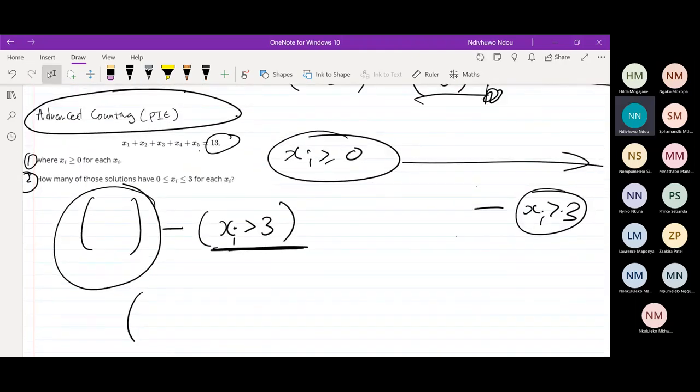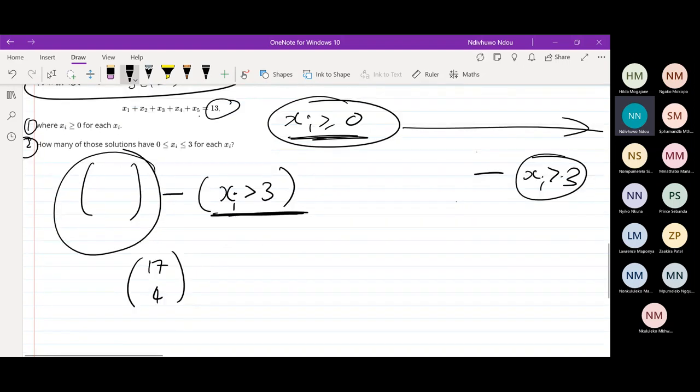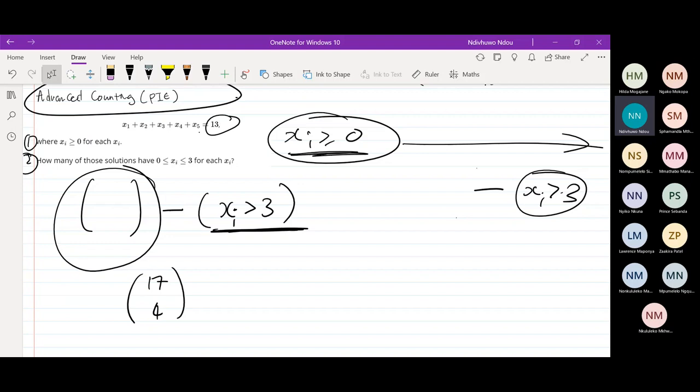So the total for xi greater than or equal to 0: we have 13 stars, 13 plus how many bars? 4. Choose 4. Then it's 17 choose 4 as the number of possible combinations that can be made where xi is greater than or equal to 0, minus those that are greater than 3.